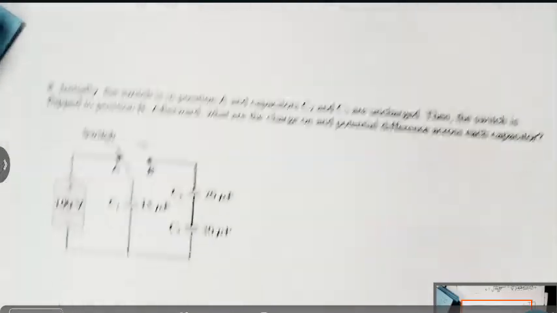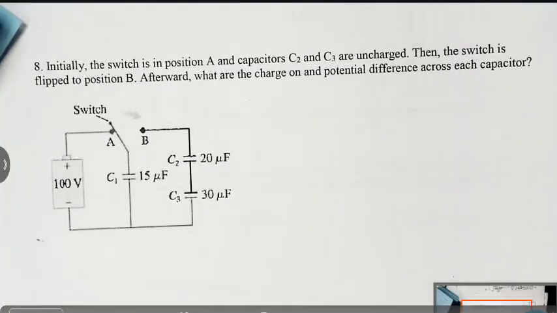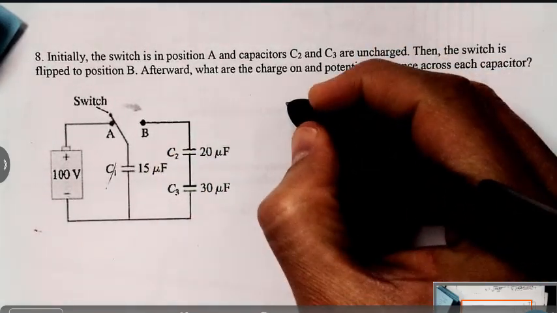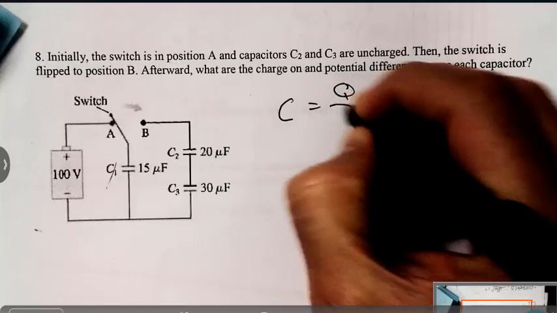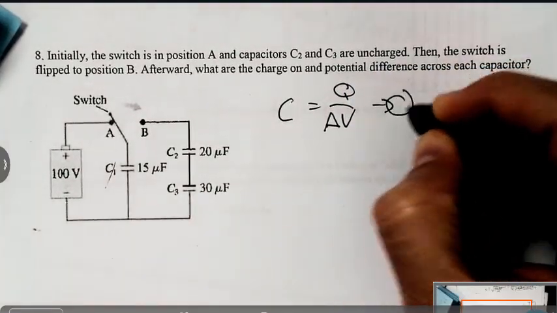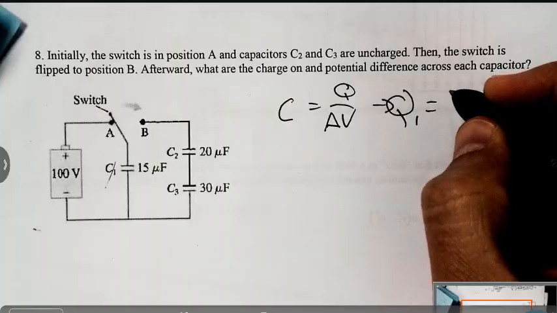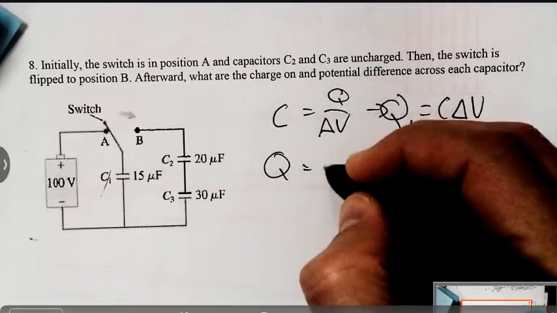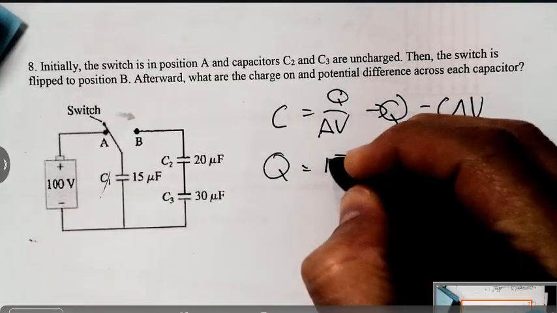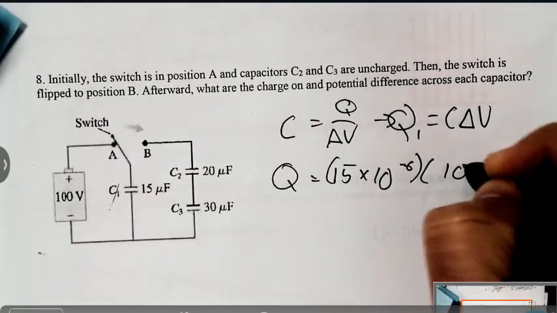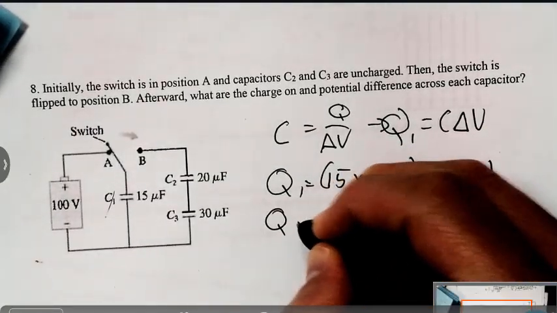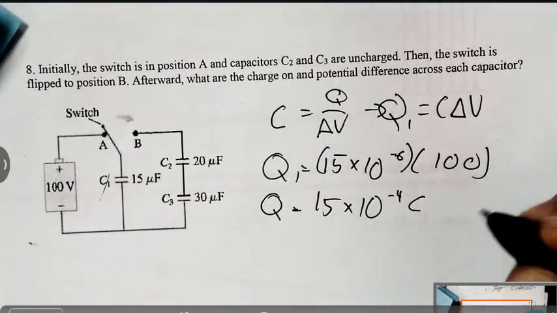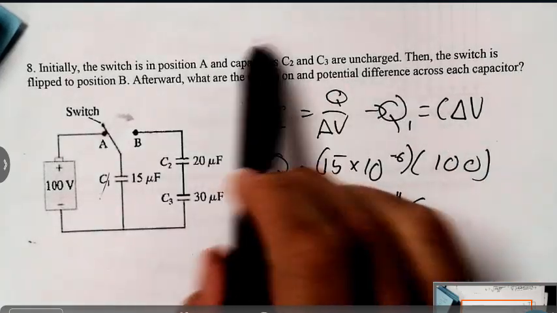Sorry about that. Number 8's also kind of crazy. So when we turn it to switch A, we need to find how much charge is stored in this capacitor. Capacitance is Q over delta V, so the charge on 1, Q1, is equal to C delta V. Q1 is equal to C, which is 15 microfarads, times 10 to the minus 6th, times 100, which is the voltage. And so Q1 is going to be equal to 15 times 10 to the minus 4 coulombs of charge. Okay, so that's Q1.